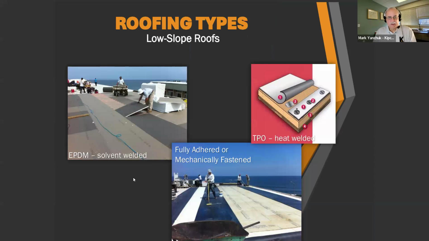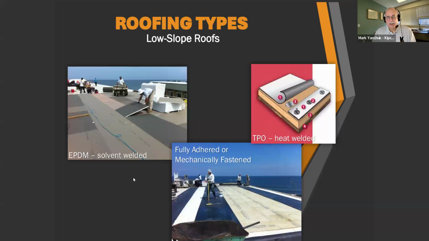So in low slope roofs, the most common are EPDM and TPO. Now, EPDM is a rubber-based product. It's what they call a thermoset membrane, which means its properties are already set. So in order to bind sheets of them together, you have to actually use solvent welding. So they're actually glued together.